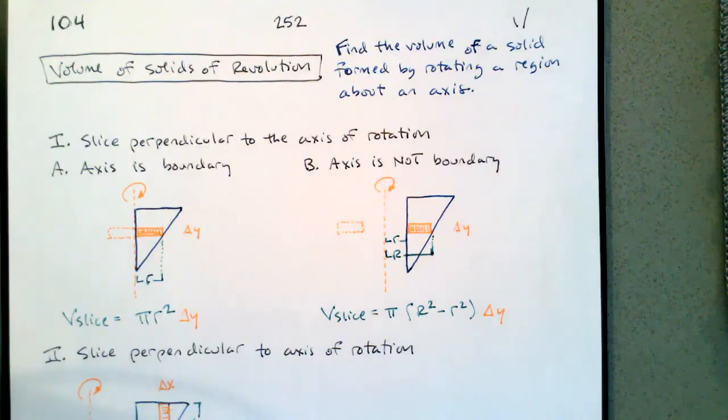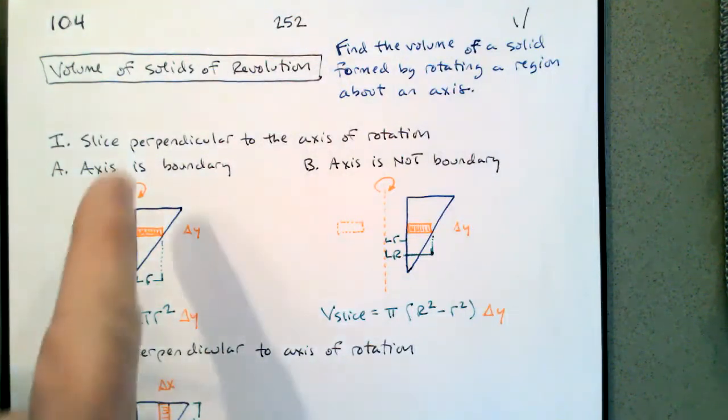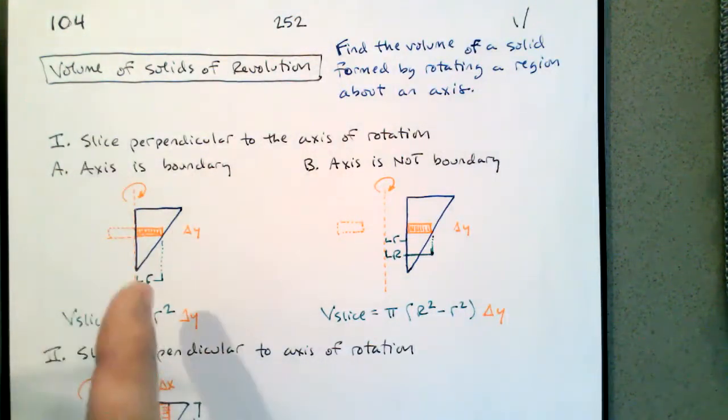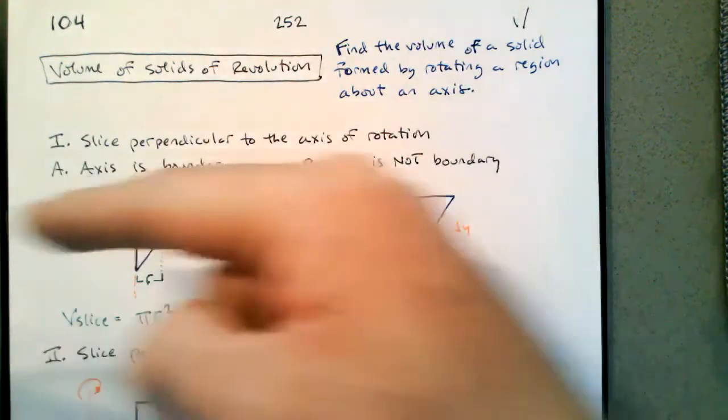So here were our two strategies. We had one where we slice perpendicular to the axis of rotation. So the example I keep using is this vertical axis of rotation. So our slice is horizontal and our delta variable is vertical. So what I mean when I say slice is, here's the axis of rotation. We are slicing this direction.